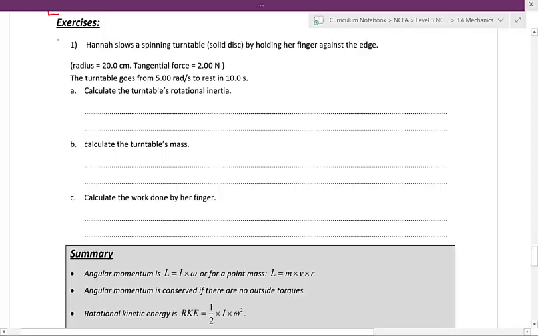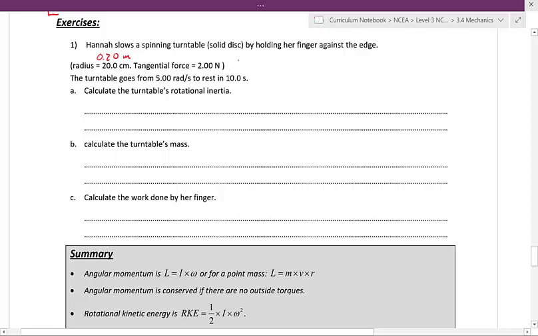So this is a question that's going to allow us to apply a few of the different concepts we've used. So Hannah slows the spinning turntable by holding her finger against the edge. We're given a radius here. Maybe make a note that that's 0.20 meters. And a tangential force, so that's 2 newtons. It goes from 5 radians per second to 0 in 10 seconds. What is the rotational inertia?